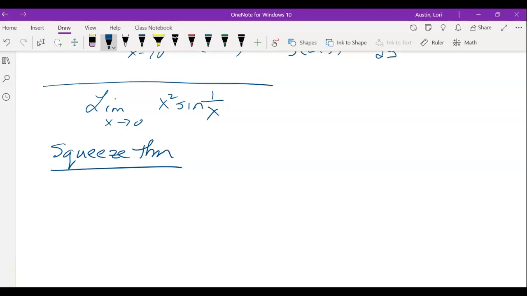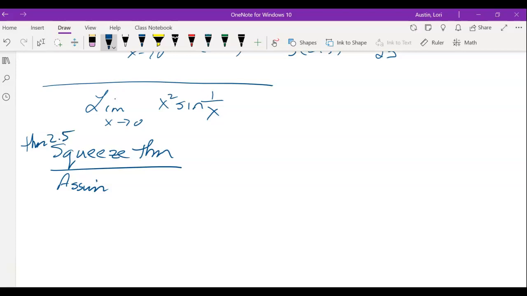Assume the functions, but now I've got to work with three functions, right? I've got the original function f, but then I've got the two functions it's being squeezed between. So I'm going to add a g function and an h function. So let's assume. And in our book, this is called Theorem 2.5, if you want to look it up in the book. It's called the squeeze theorem.